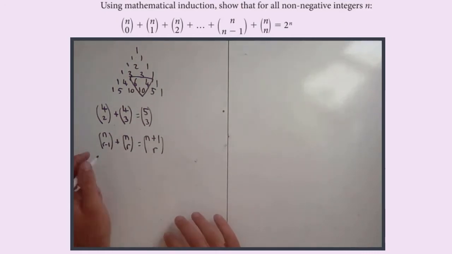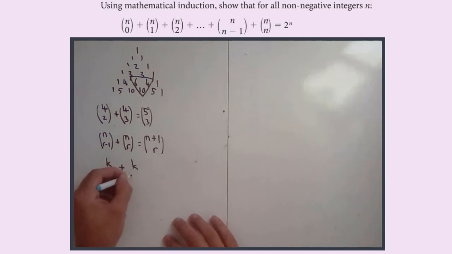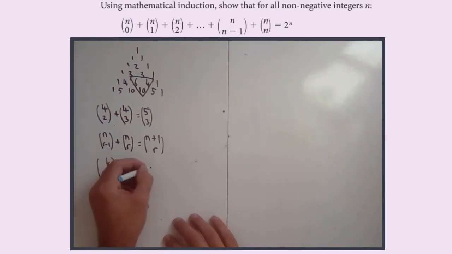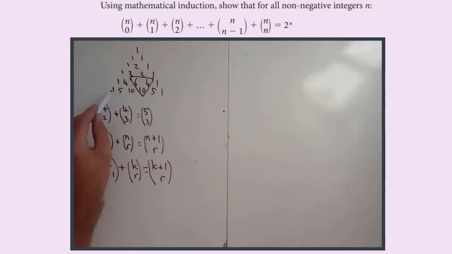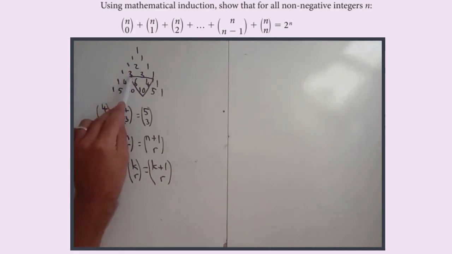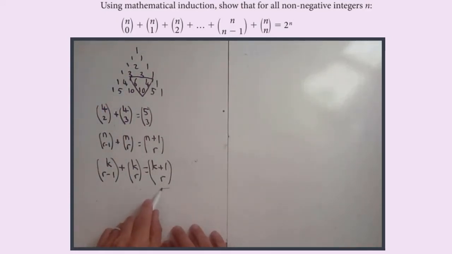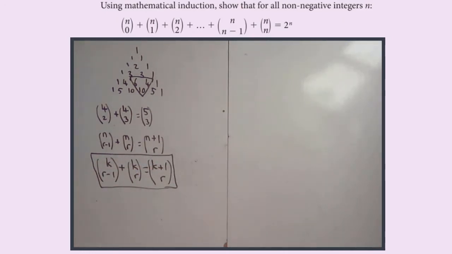I could put that in terms of k. So I could say kC(r minus 1) plus kCr equals (k plus 1)Cr. And remember, the only way I got to this was just by looking at the triangle, and we could have gone anywhere for that. That's how Pascal's triangle works. And just remember what the numbers actually represent. This number is 5C0, 5C1, this is 3C0, 3C1, and so on. So this relation here, I'm going to use it in the proof. I hope you understand where it came from.